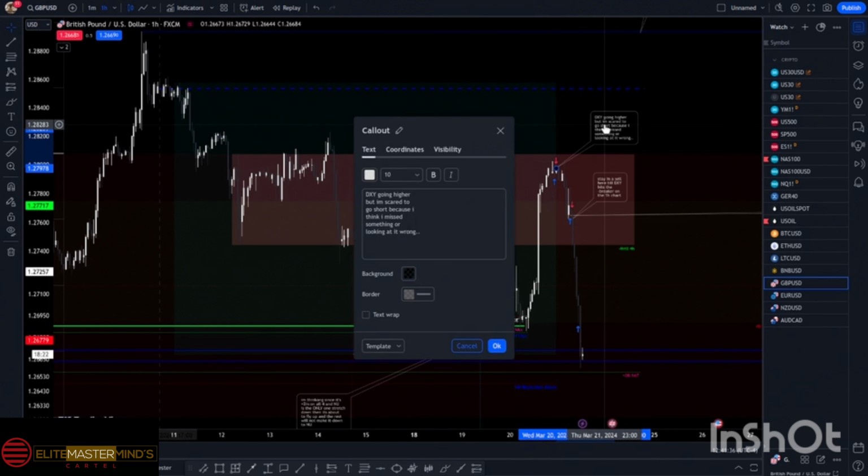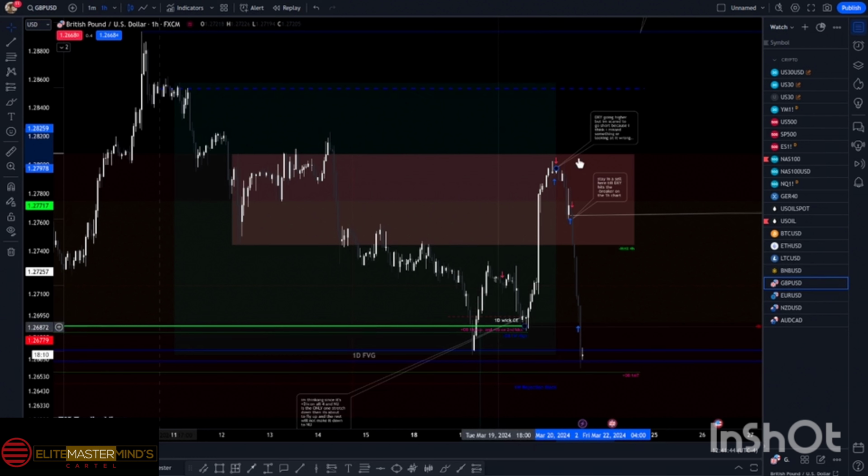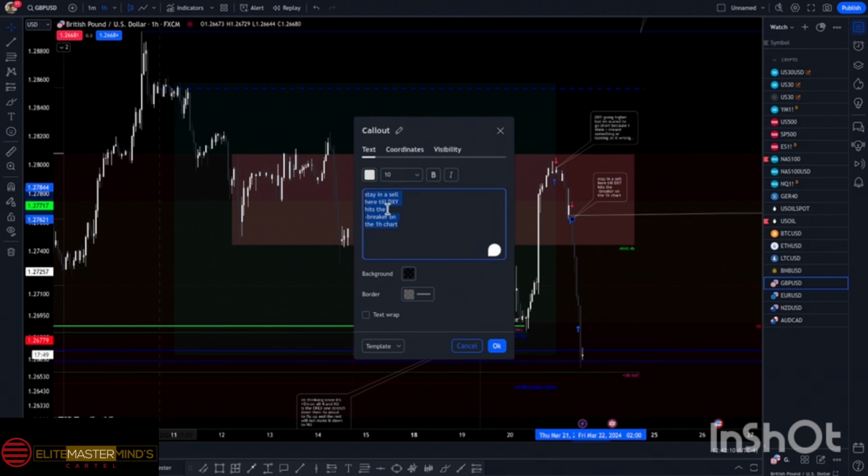So right here it says DXY going higher, but I'm scared to take a short because I think I missed a move, or I may be looking at it wrong. You see, this is why I got out right here. But if you don't have the notes, you're just going to guess on why you got out. Then I got back in on a short, because when I looked at the DXY, let me double click back on this. Okay, so when I look, it says stay in the sale here till the DXY hits the bearish breaker on a 1-hour chart.